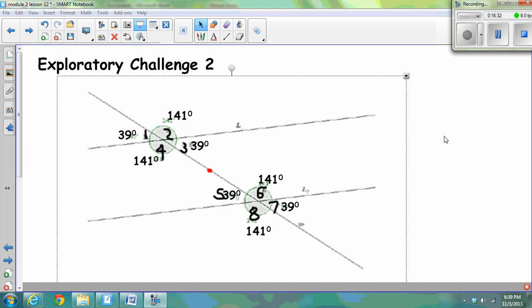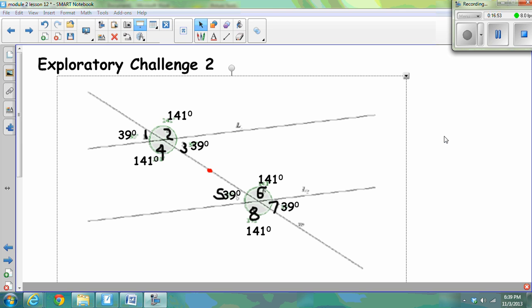So the angles formed at the intersection of L1 and M under a rotation will map to the angles at the intersection of L2 and line M, but on the other side of the transversal. Name another pair of alternate interior angles. Besides 4 and 6, you should see that 3 and 5 are also alternate interior angles.